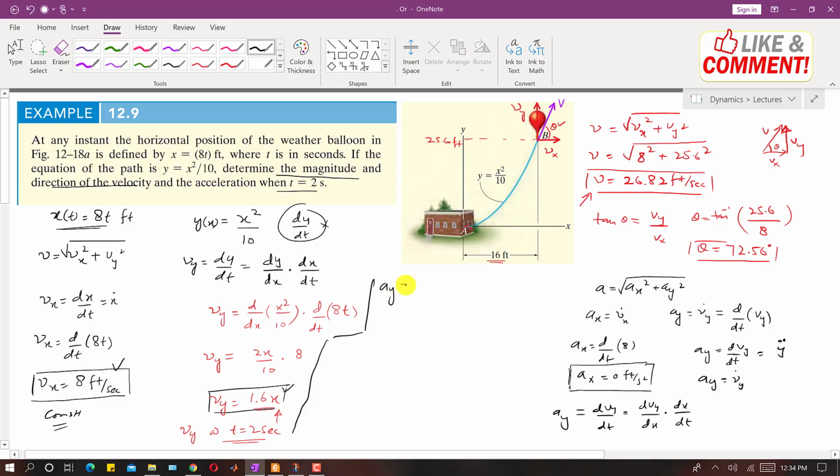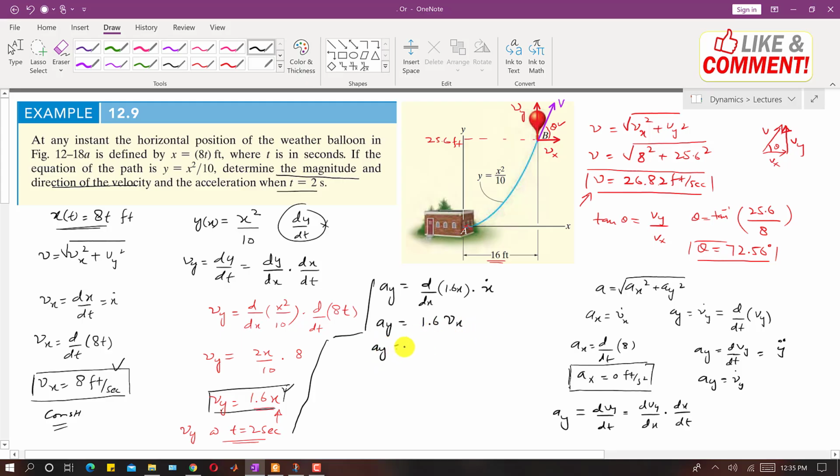So Ay equals d/dx of Vy, which is 1.6x, multiplied by dx/dt, right? So dx/dt is x dot, and we can write it like this. So this is Ay, and the derivative is 1.6, and x dot is what? x dot is Vx, right? So x dot is Vx at 2 seconds.